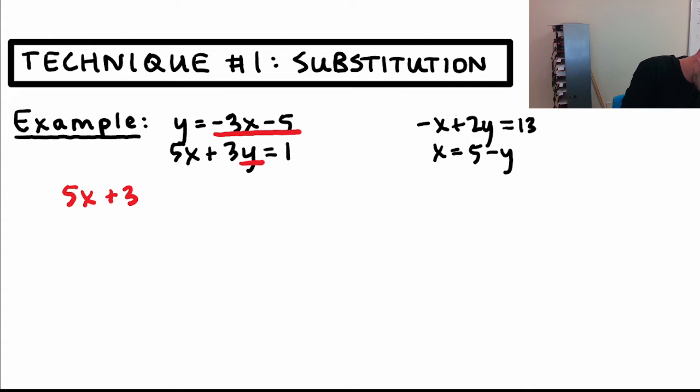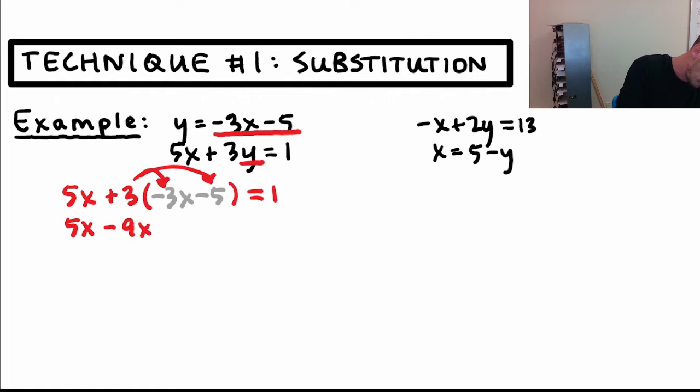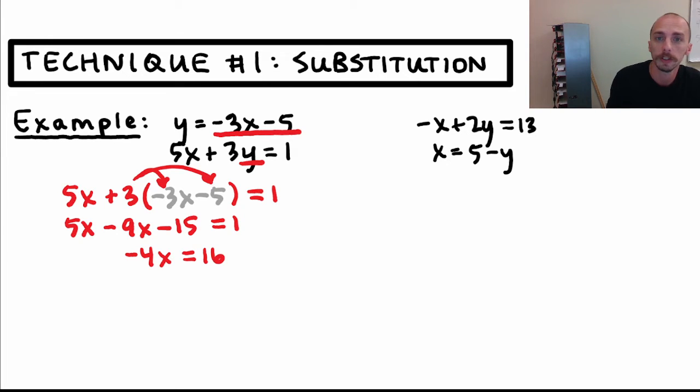So we'll have 5x plus 3y's, which now I know that y is negative 3x minus 5, and that's going to equal positive 1. So now I'm going to need to distribute: 5x minus 9x minus 15 is equal to 1. So I'm going to need to combine like terms, 5x minus 9x, that's negative 4x. But then I could add 15 to both sides as well, and I could say that's negative 4x equals positive 16. And then I'm going to divide both sides by negative 4, and I would see that x is negative 4.